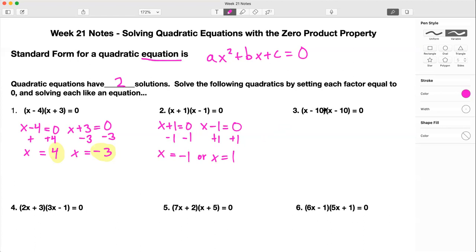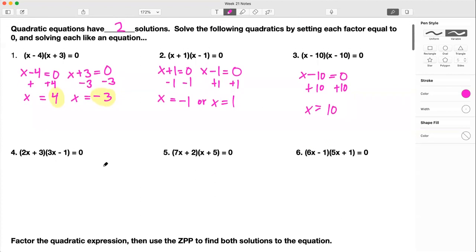All right, for this one, number 3, we have really just kind of one solution, but it's a double solution. And we'll talk more later about why that is. But you can see that our solution is found by setting this equal to 0. You add 10. And then x equals 10.